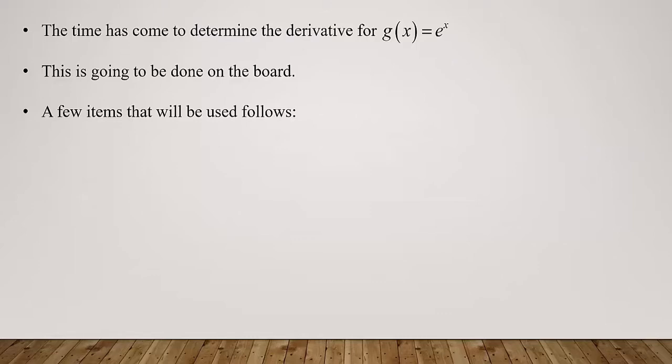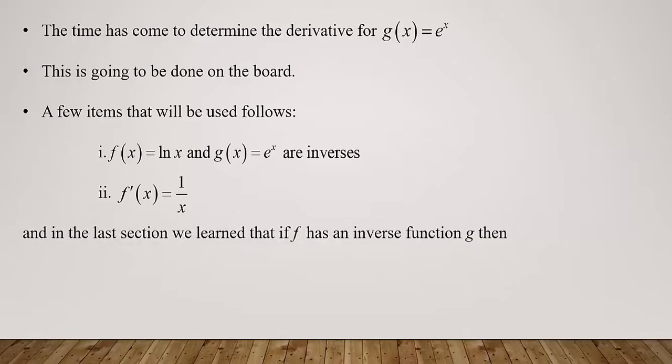I am not going to use the definition of the derivative. I'm going to use stuff that we already know. For example, we know f of x equals ln x and g of x equals e to the x. We know they are inverses. We know the derivative of ln x is 1 over x. And in the last section, section 7.1, we learned that if f has an inverse function g, then g prime of x equals 1 over f prime of g of x.